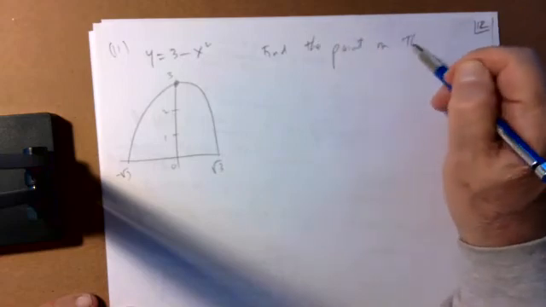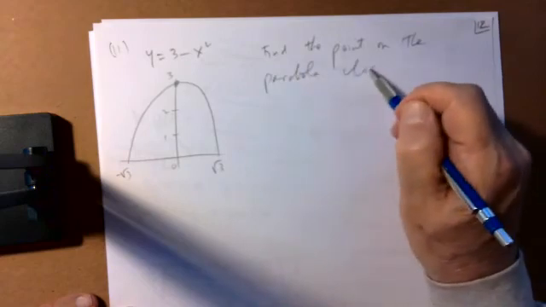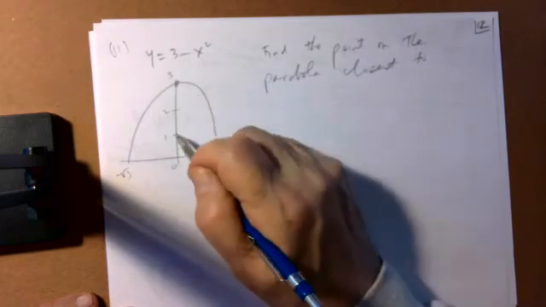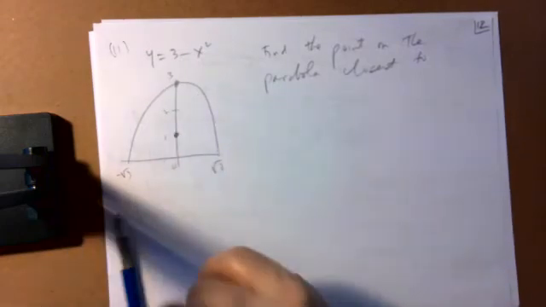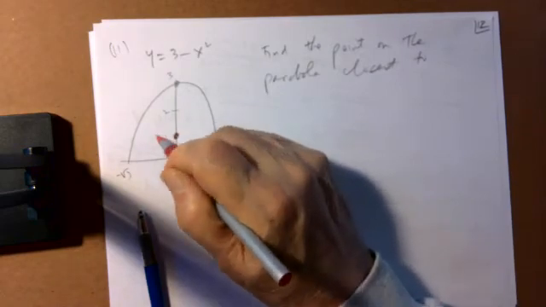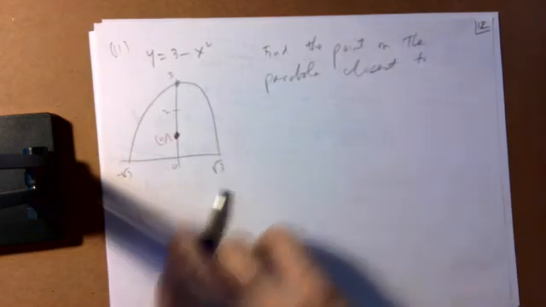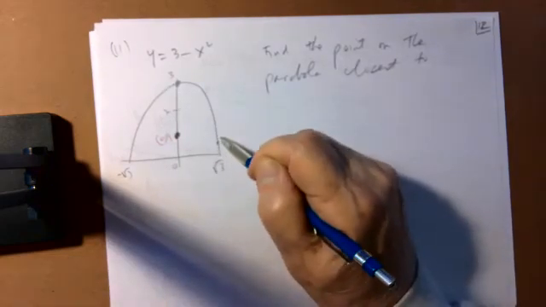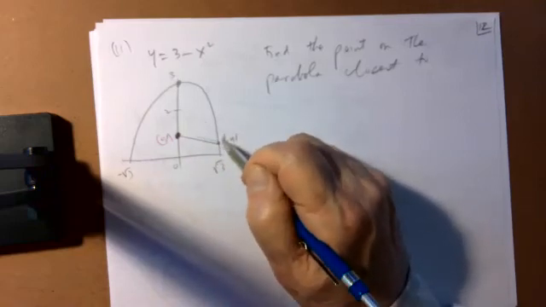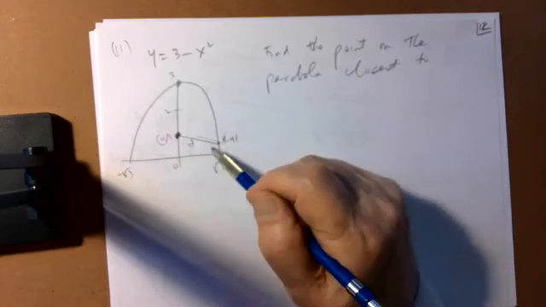Find the point on the parabola closest to the point 0, 1. So here's the point 0, 1. And if you take any point x, y on the parabola, there's some distance d from 0, 1 to x, y. And we want to minimize that.